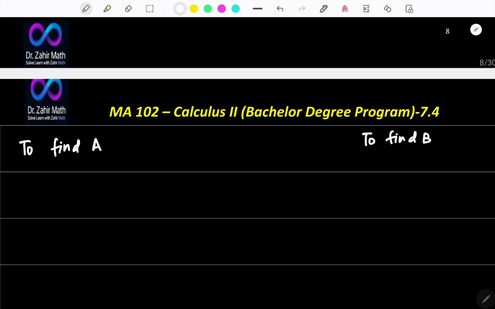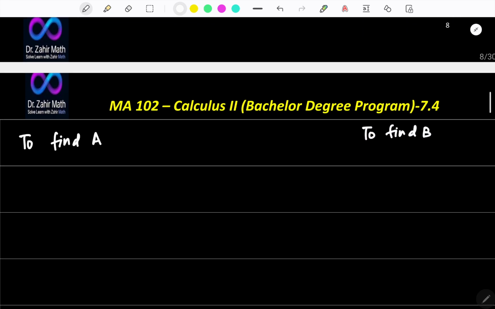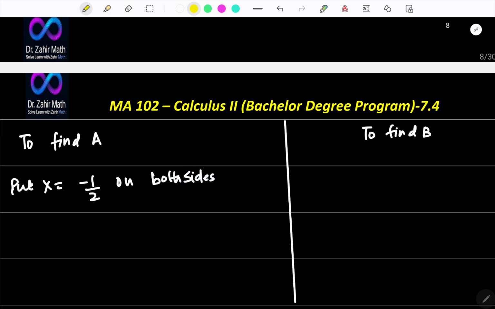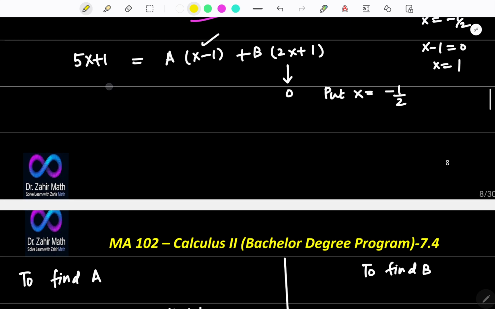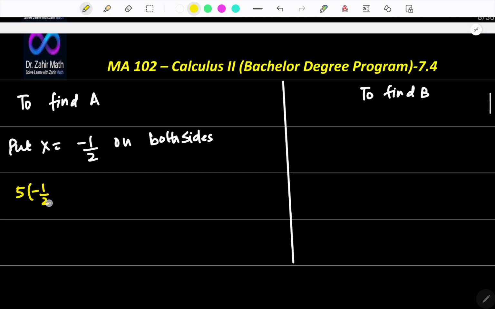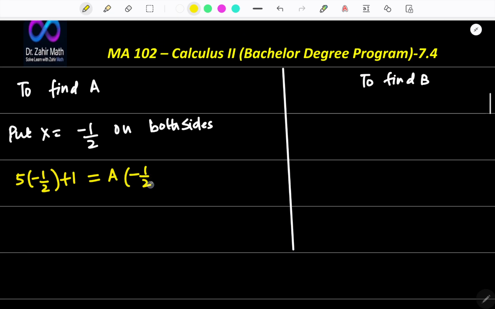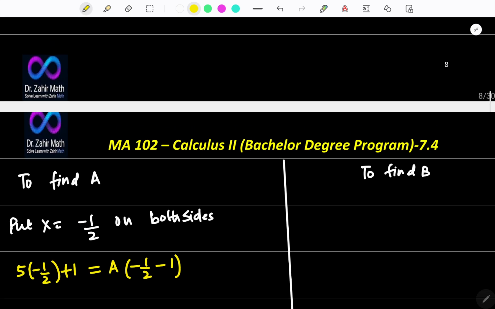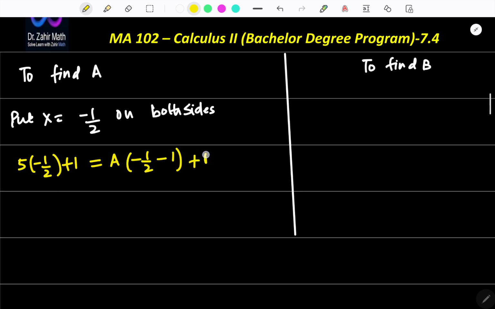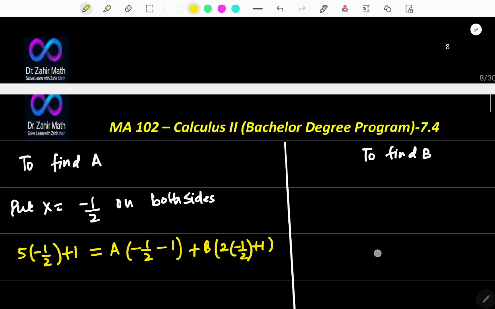So simple, right? So what I need to do, I'm going to find A, and I'm going to find B, right? To find A, I'm putting x equals negative half on both sides. When I put x equals negative half on both sides, 5 times negative half plus 1 is equal to a times negative half minus 1, and then plus b times 2 times negative half plus 1.